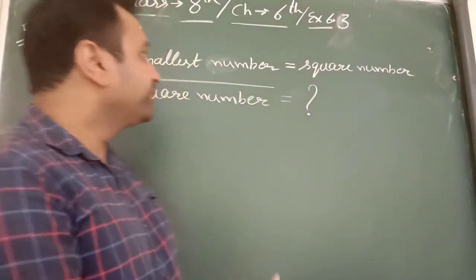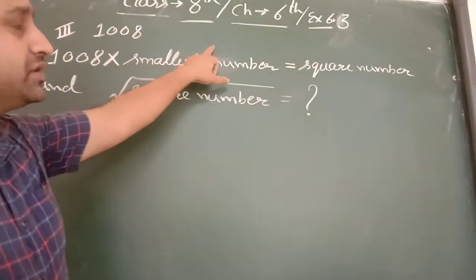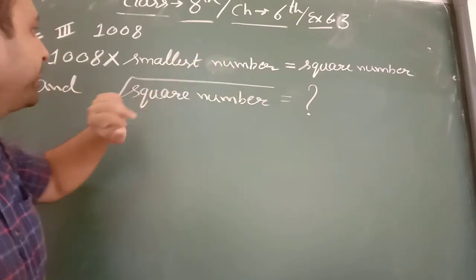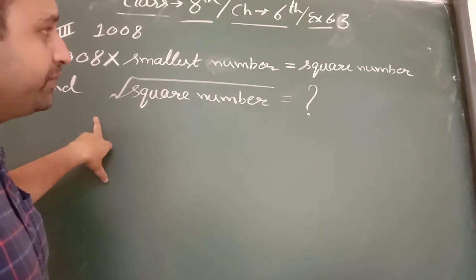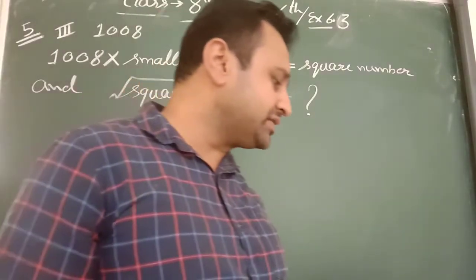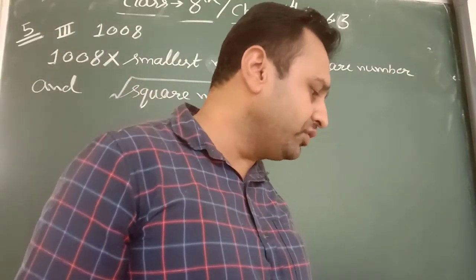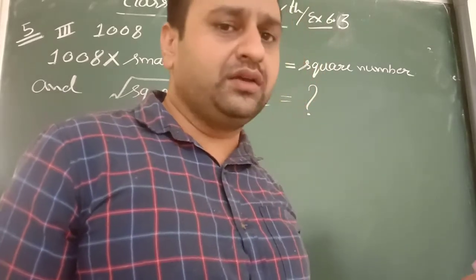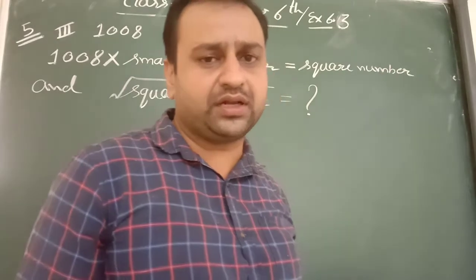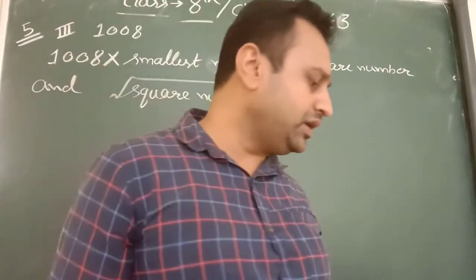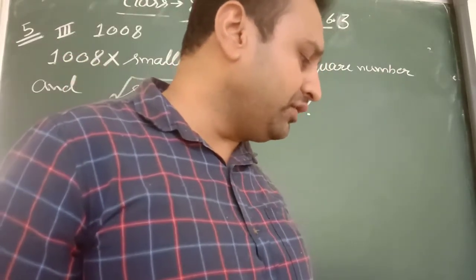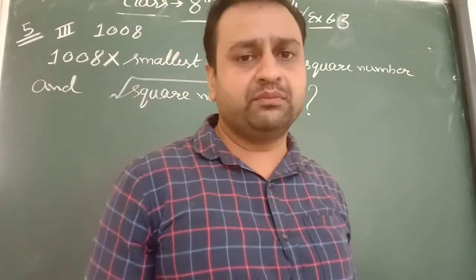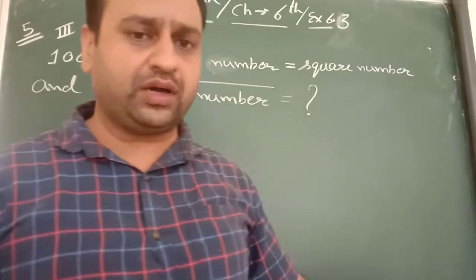Good morning students. Class 8, chapter 6, square numbers and square roots. In the previous video we completed exercise 6.3 up to question number 4 and some basics of the chapter, in which we studied three special properties. In the first property we discussed that if the ones digit of a number is 2, 3, 7 or 8, then the number can never be a perfect square.